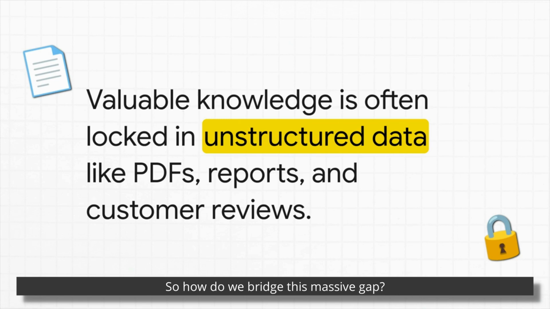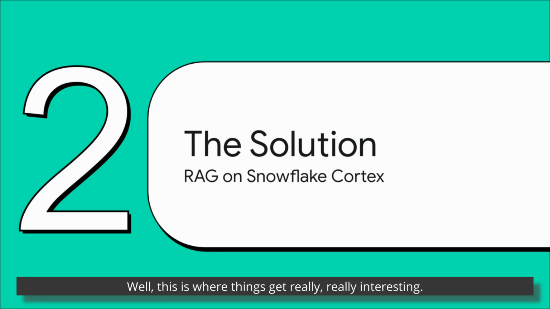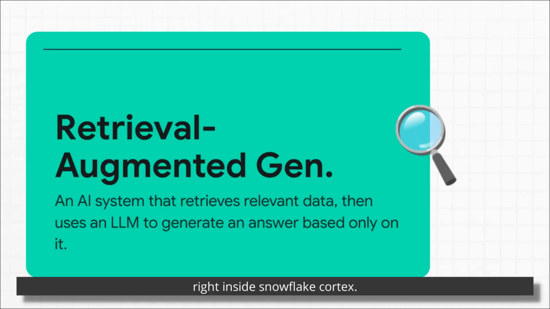So, how do we bridge this massive gap? Well, this is where things get really, really interesting. There's this powerful approach called Retrieval-Augmented Generation, or RAG for short. And the best part is, we can build the whole thing right inside Snowflake Cortex. So, what exactly is RAG? It's not just another fancy acronym, I promise.